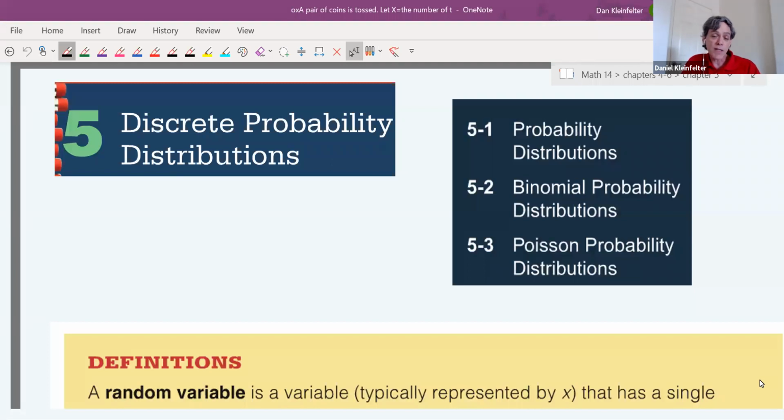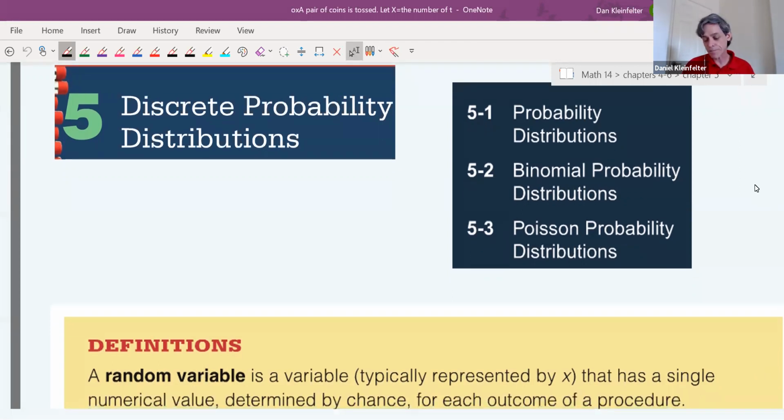And the difference between a discrete and a continuous distribution is just whether or not what you're looking at has a discrete number of possible outcomes, that is something that's counted, or if it's continuous, like something that is measured, like a time or a length. So that's the big difference between chapters 5 and 6. Chapter 5 just deals with discrete things, so things that can be counted rather than measured. There are a total of 3 sections in the chapter.